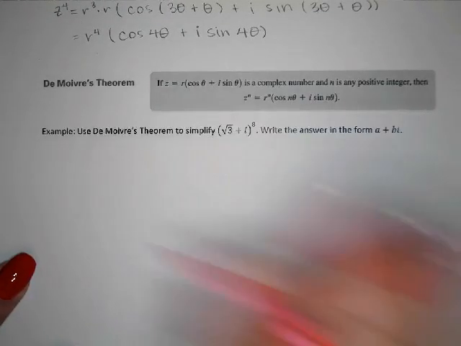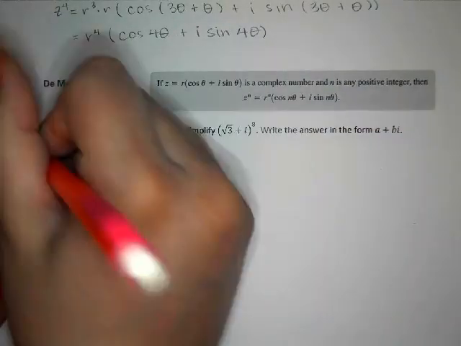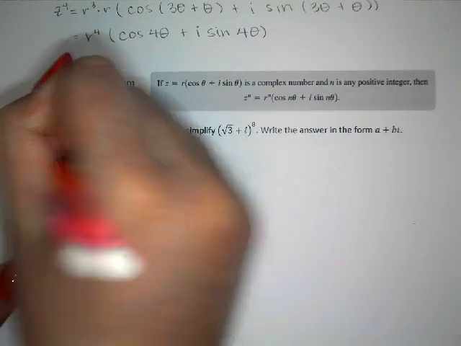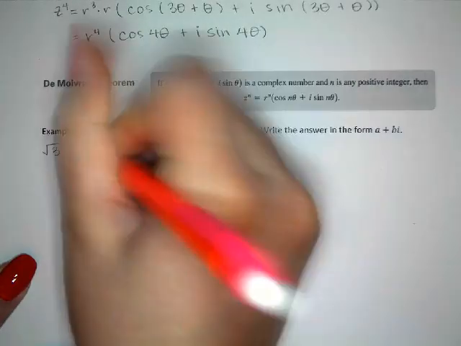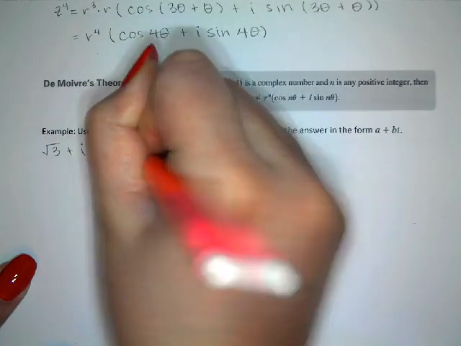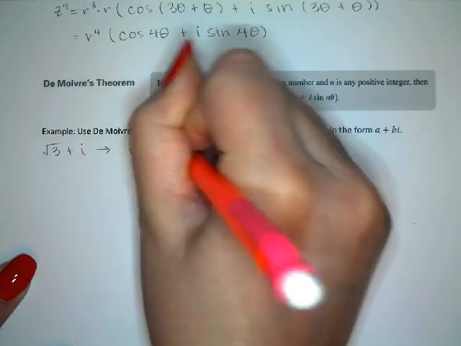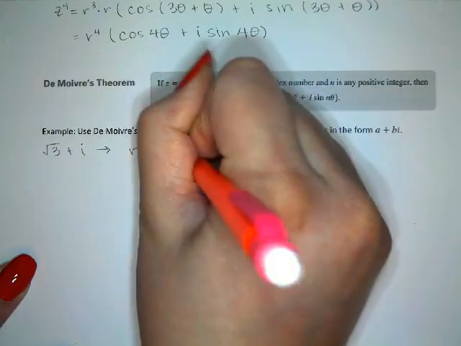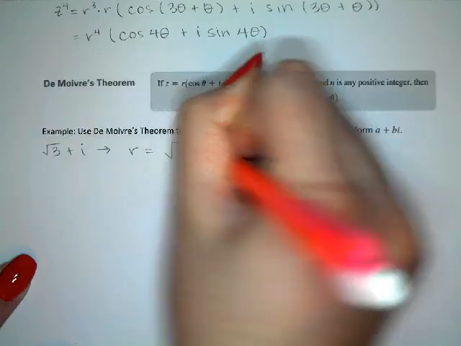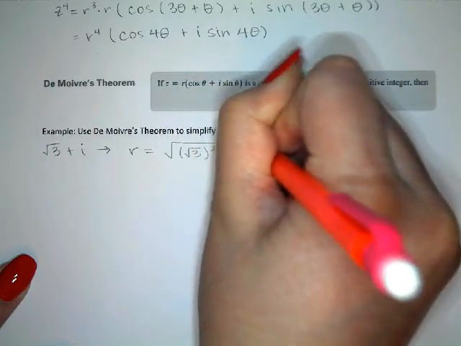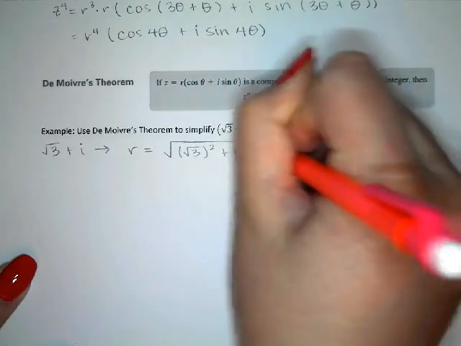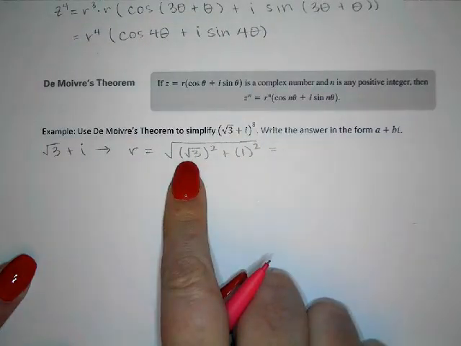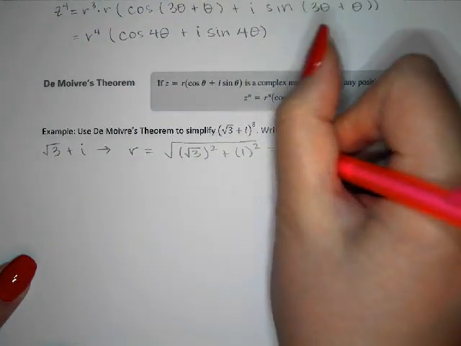So I'm going to start off by taking the complex number and converting it into that trig form. So the modulus is the square root of a squared plus b squared. So square root of 3 squared is just 3, plus 1.